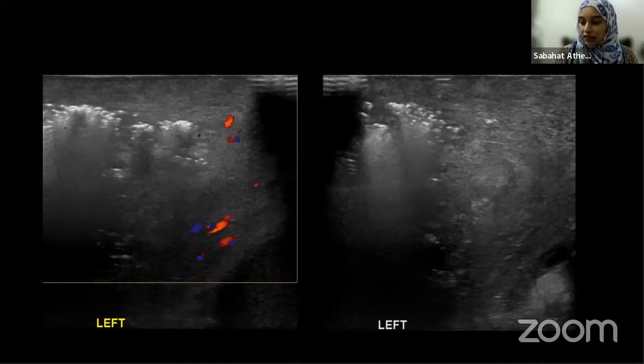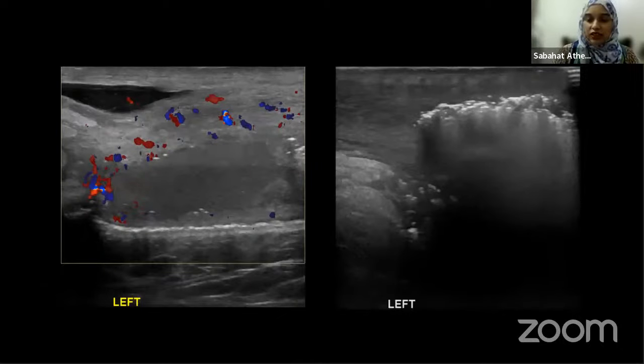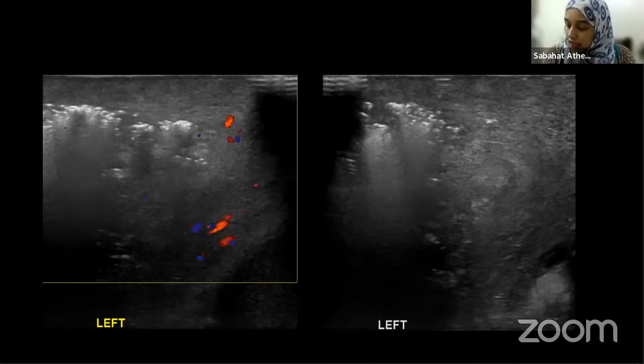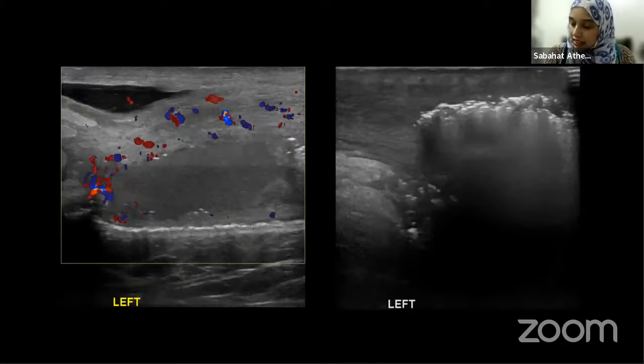I'll wait for a few seconds. Go ahead, tell me what is happening in this ultrasound of the testis which we have done. Okay. Any other guesses? Excellent. That's what was happening.